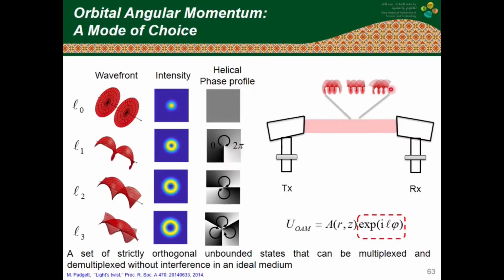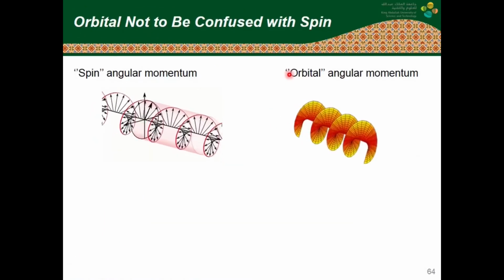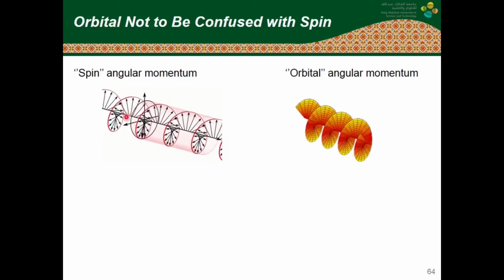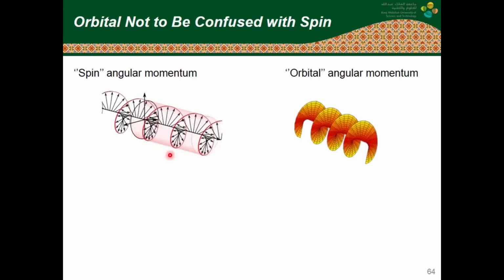OAM modes are orthogonal with each other, which means that they can be used to carry independent data streams, and in an ideal medium they can be demultiplexed without any interference, and therefore they can significantly increase the transmission capacity of an optical system. Orbital angular momentum should not be confused with spin angular momentum associated with the circular polarization.